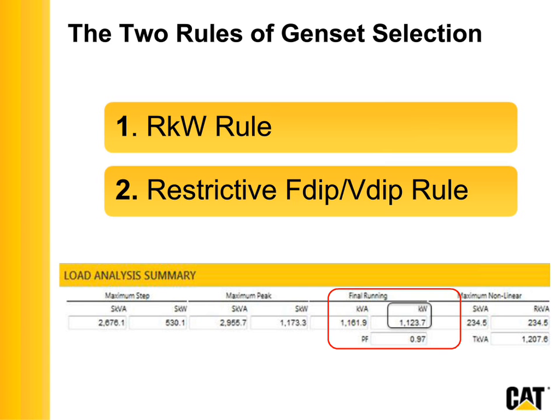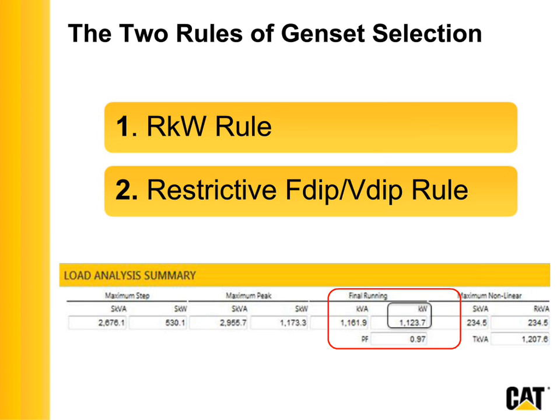The other cardinal rule of sizing is the RKW rule. I mentioned this earlier, I think. And that's that the nameplate rating of your selected genset has to meet or exceed the RKW. That's the engine size RKW. So you enter your loads into the tool, and different sizing parameters are calculated, starting and running. The starting is SKW and SKVA. The running is RKW and RKVA.